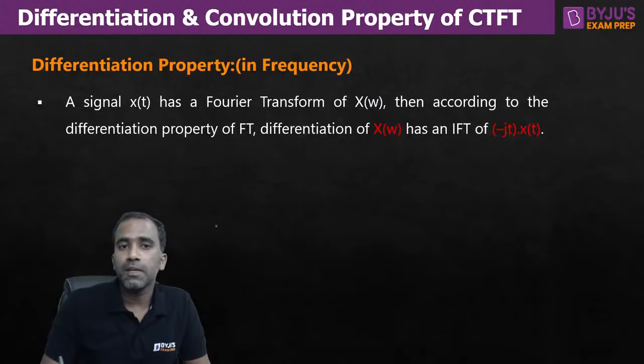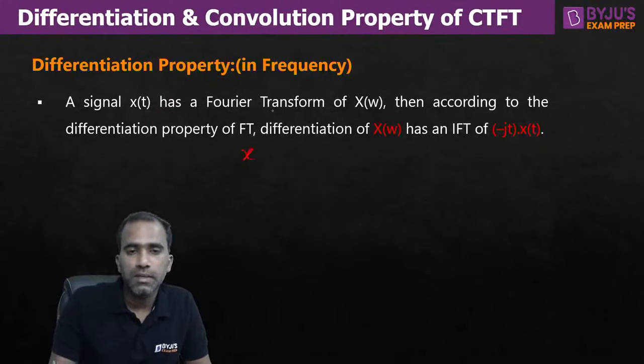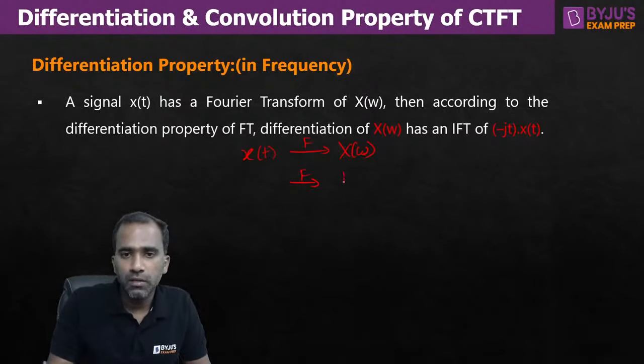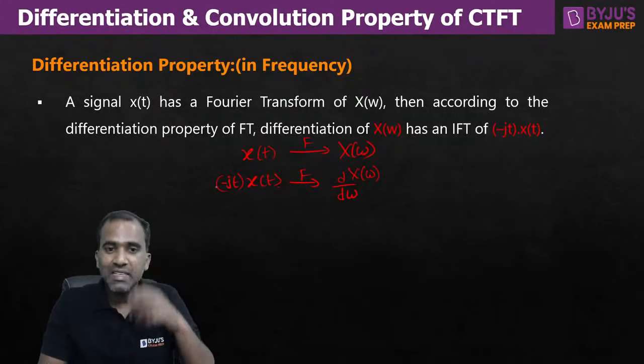Same differentiation property, but in frequency domain. So what happens if you differentiate in frequency? That same property is discussed here. Let's say x of t has a Fourier transform of capital X of omega. Then according to the differentiation property of the Fourier transform, the differentiation of X of omega, we have to differentiate only with respect to omega because the variable is omega, has an inverse Fourier transform of minus jt. See this one? Minus jt is the multiplication factor.